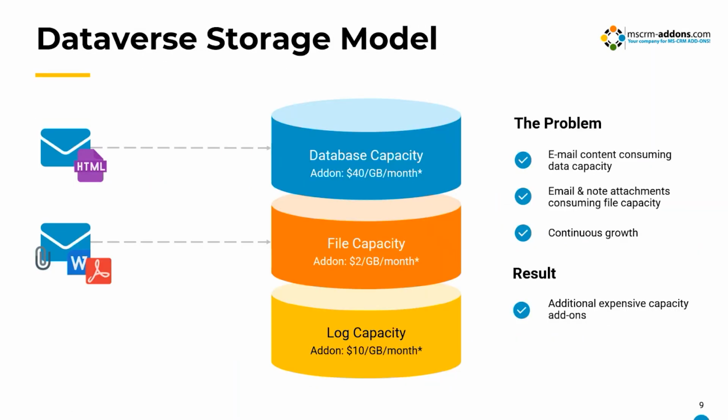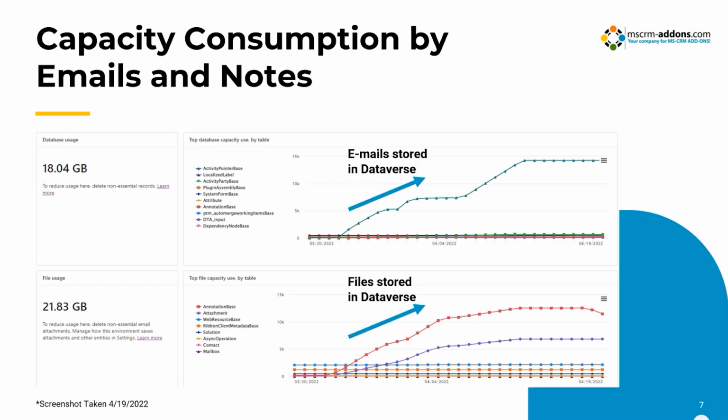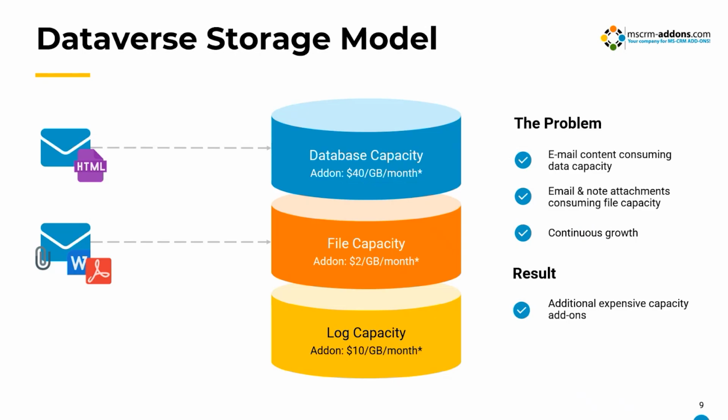Now into the how. So what we move is, and I'll kind of go back. So in this chart, you'll see on the database side, we move from the activity pointer based table. So that's generally what we found to be the largest table in most companies' database storage. And then on the file usage, we extract from the annotation base and the attachment tables. So those are your primary file storage tables within the storage capacity. And we do that in two different ways.